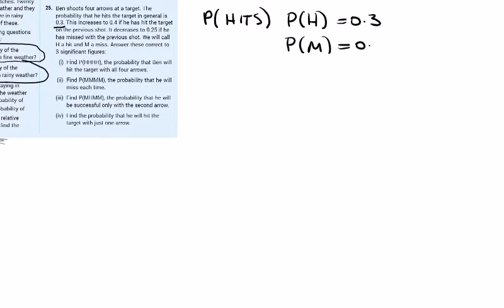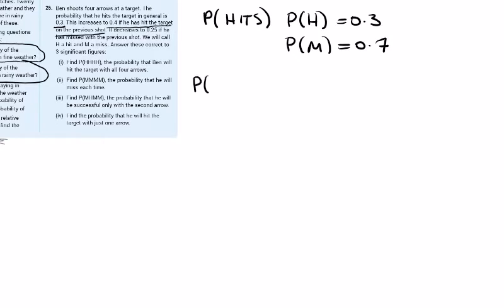Okay, over to number 25. Ben shoots 4 arrows at a target. Very similar to a Leaving Cert question that was asked. The probability that he hits the target in general is 0.3. So let's write this down as we go. The probability he hits, we'll call it probability H, is equal to 0.3. So the probability that he misses, hard target to hit, is 0.7. This increases to 0.4 if he has hit the target on his previous shot.